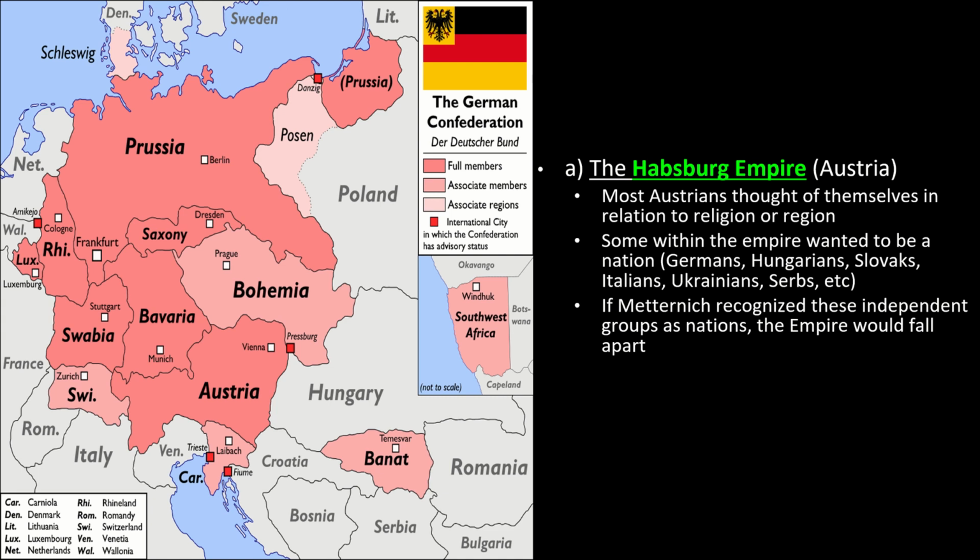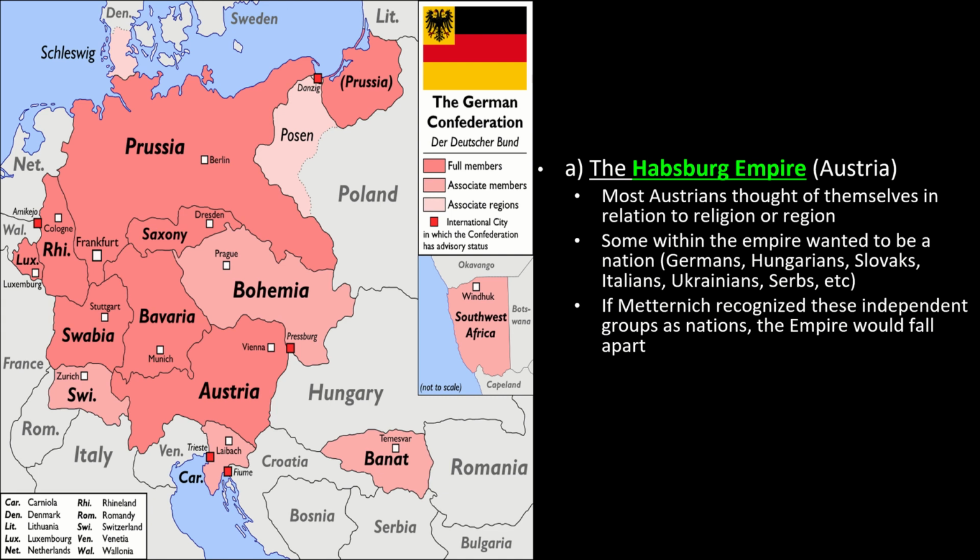Now, here's the thing. Remember we talked about how Metternich, the leader of the Congress of Vienna, is kind of the prime minister of Austria. He's kind of the guy in charge. And if Metternich gives in and says, okay, you over here, the Hungarians, you guys can be a nation, well, then everybody would want to be a nation, right? If you let one person do it, you got to let everybody. So if he gives in even a little bit, the empire's going to fall apart.